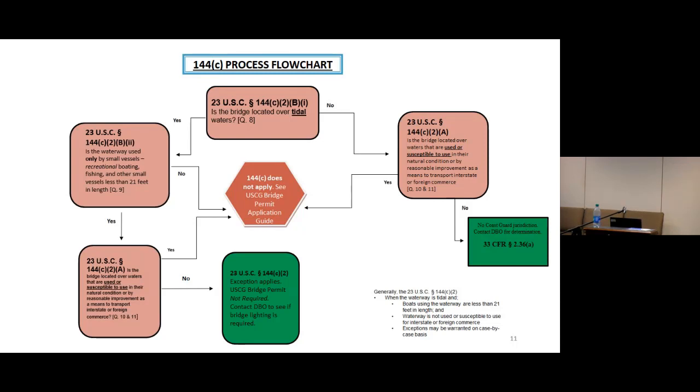All right, then we ask, is the bridge located over waters that are used or susceptible to be used in their natural condition or by reasonable improvement as a means to transport interstate or foreign commerce? The answer is no, because again, there's no major port, there's no major nexus of transportation. There's no anticipation that that tiny little town is going to become a port for Supermax vessels that are going to be bringing in cargoes. So no, it's not going to happen. So in that particular instance, 144C applied, and it did not require a permit to go ahead and proceed.